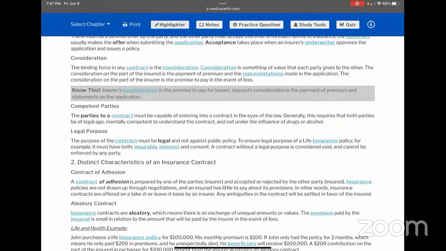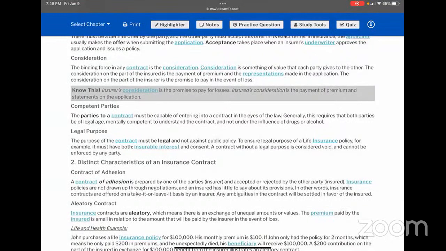Y'all get that? That makes sense, right? It says, know this, the insurer's consideration is the promise to pay for losses. $75 for the $300,000. We promise to pay the $300,000. That is our consideration. The insured's consideration is the payment of premium and statements on the application. My consideration is I will pay the $75 and everything on the application is true. Right? Well, I guess it didn't say that part. It just said statements on the application. That might be a test question.